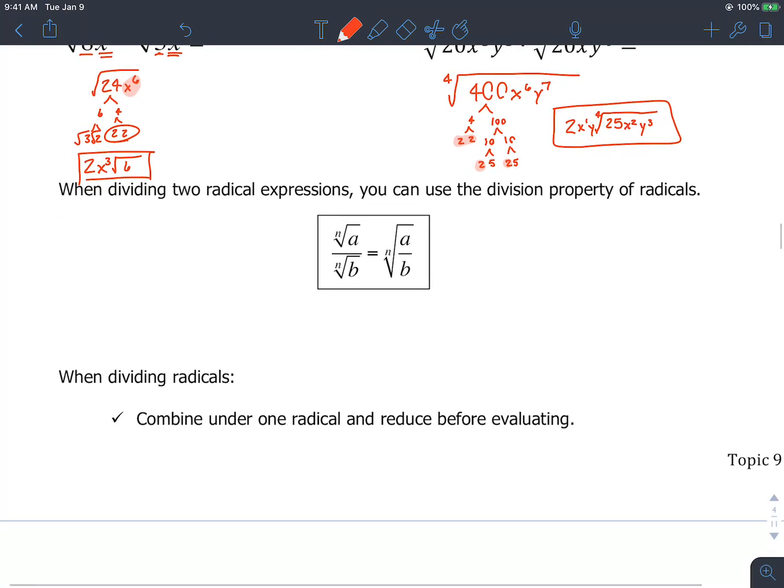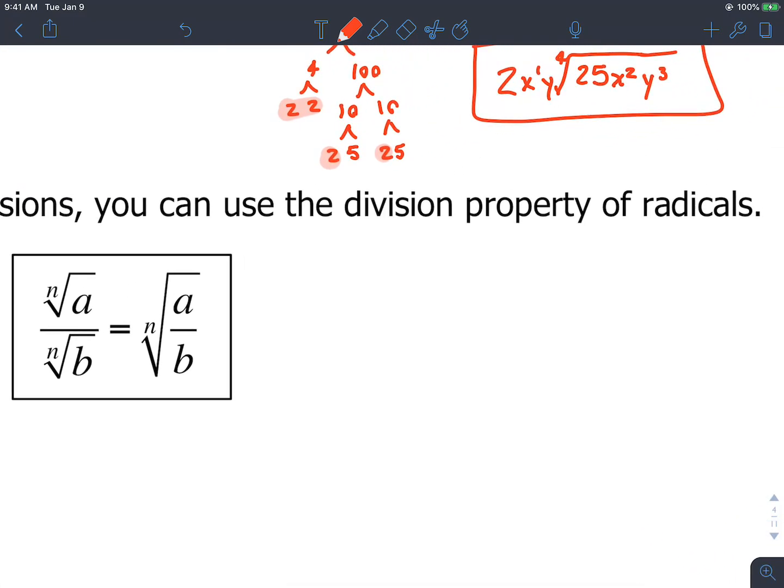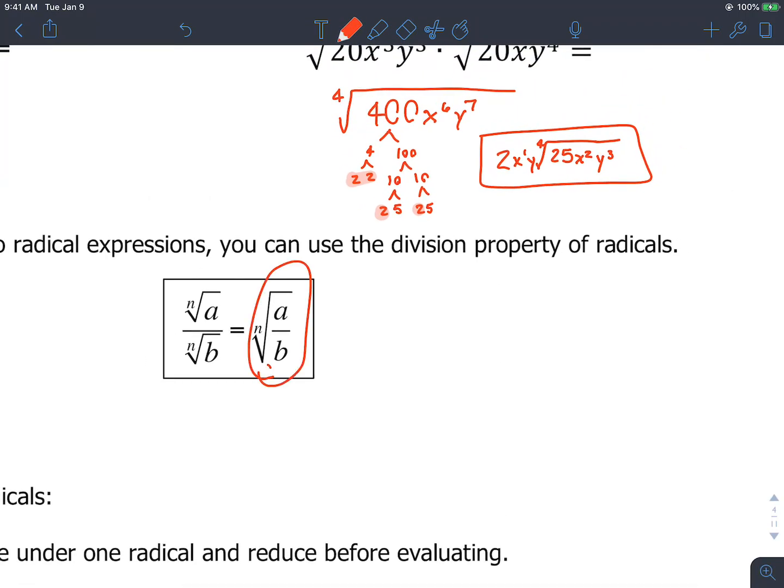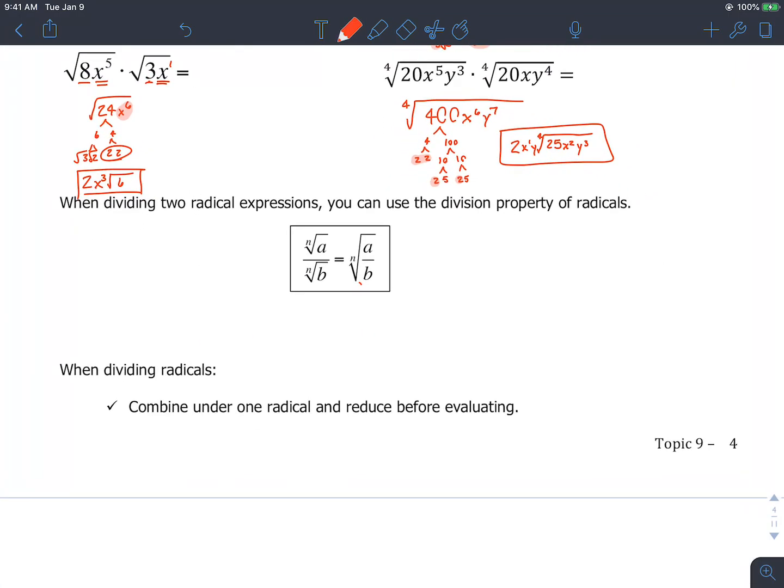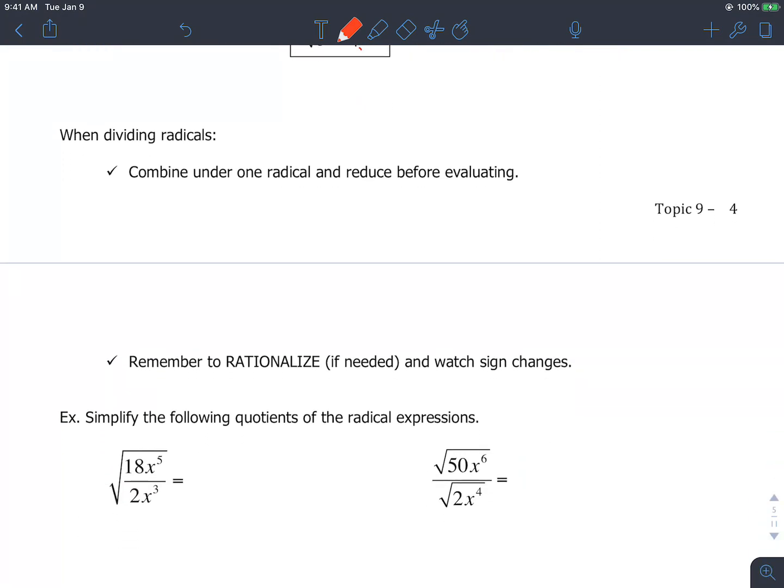Okay, next we're going to talk about dividing radicals. When dividing two radical expressions, you can use the division property of radicals right here. So if you have division happening here, you can actually go and divide the numbers first. That's basically what the property says. Or you can do the total opposite of that. You can take this and then divide them individually, or root them, I guess, individually. I'm not sure why this is formatted weird here across the page, but when dividing radicals, combine under one radical and then reduce before evaluating. And then remember to rationalize if needed, and then watch the sign changes.